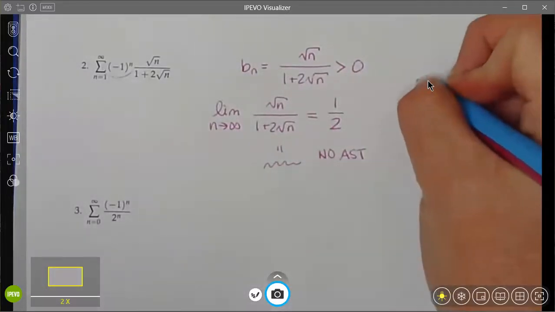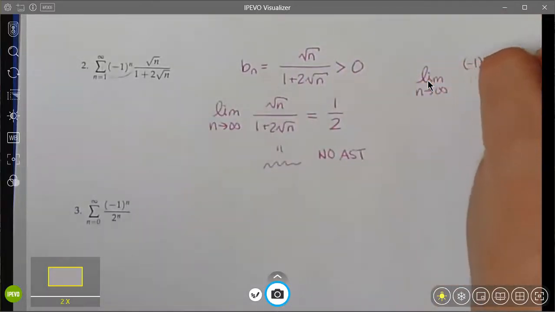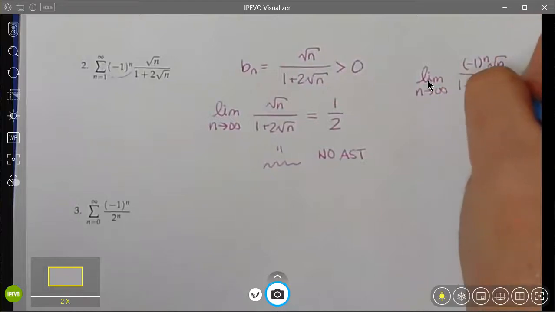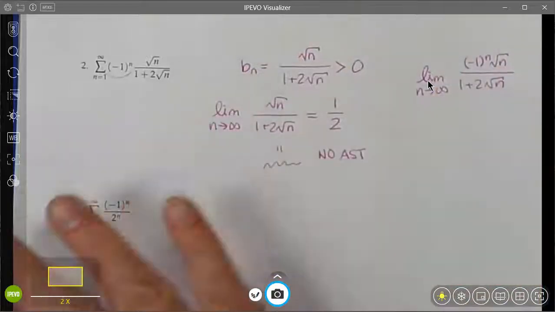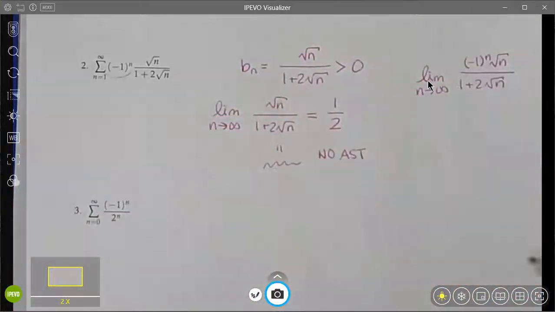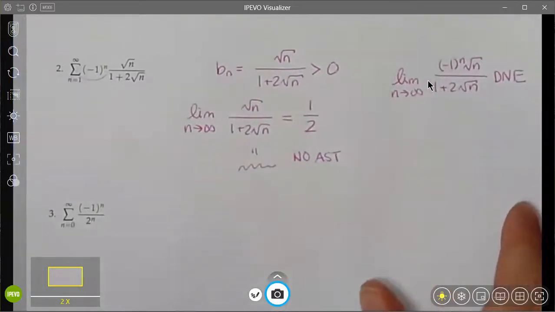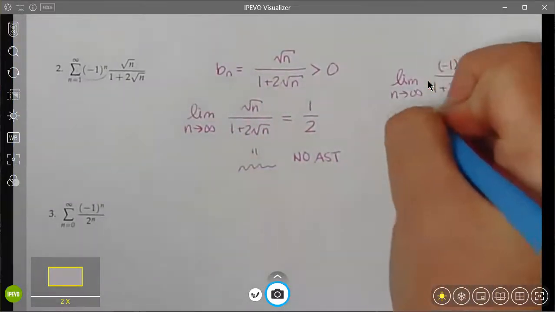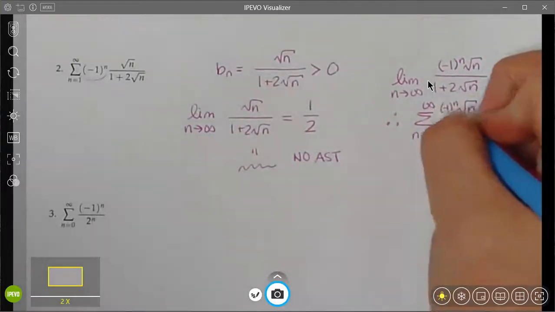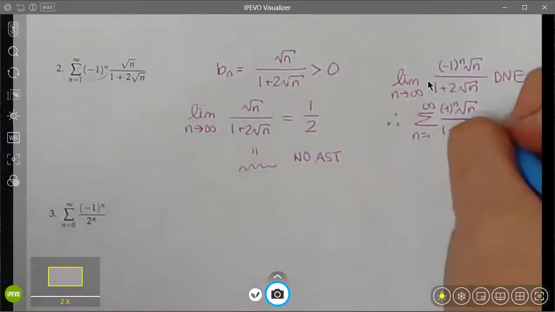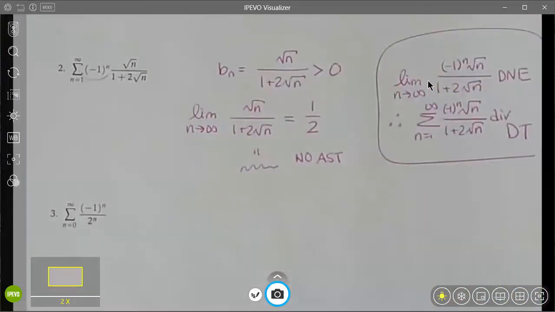So to do the divergence test on this, I'm going to take the limit as n goes to infinity of negative 1 to the n times root n over 1 plus 2 root n. The limit without the blinker is 1/2. The limit with the blinker is going to go positive 1/2, negative 1/2, positive 1/2, negative 1/2, back and forth, back and forth. So this limit does not exist. Therefore our conclusion is the series n equals 1 to infinity of negative 1 to the n times root n over 1 plus 2 root n diverges by the divergence test. Okay, so there is my conclusion.